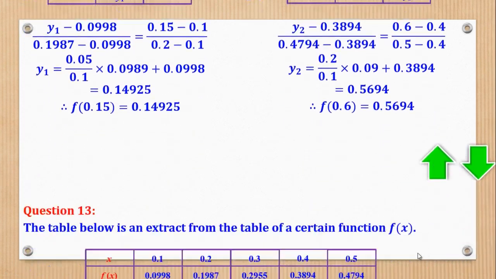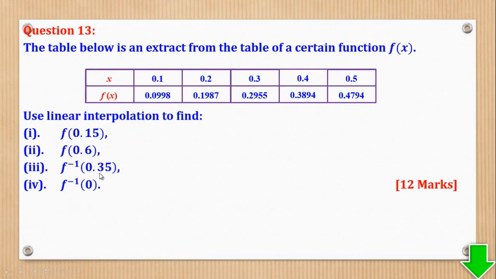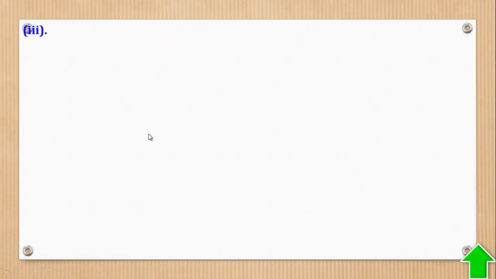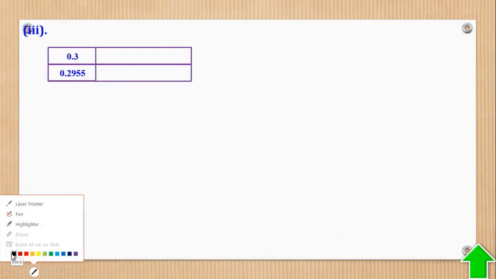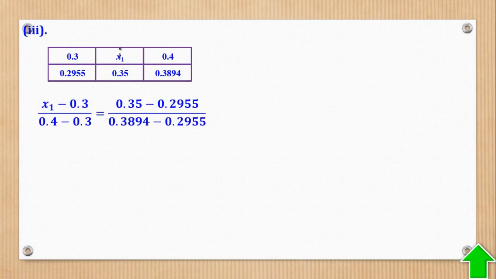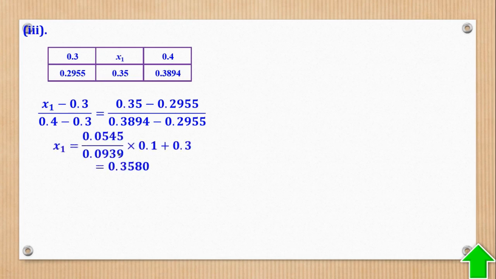That was Roman 2. What about Roman 3? Roman 3 is inverse of 0.35. Now, inverse of 0.35 means that previously what was given were the values of x. But when they write this, it means this one is a value of f(x). So we shall come here and do the same, extract out of the table. Then use interpolation. So this minus this divided by this minus this is equal to this minus this divided by this minus that. The next is make x1 the subject. And that would be the answer they wanted. Therefore, conclude that inverse of 0.35 is that.